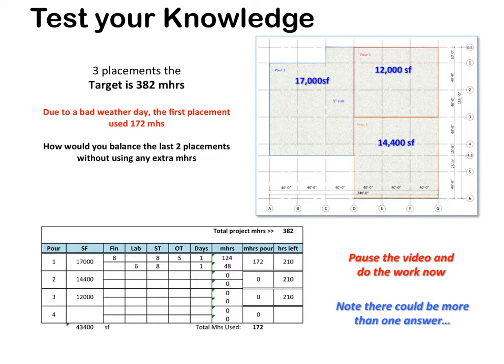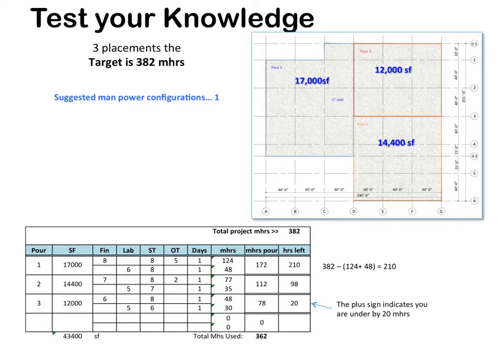Note, there could be more than one answer. Here is suggestion manpower number 1. Remember, we had 172 man hours that we spent on the first pour, which gave us 210 man hours left. That was calculated by taking the 382 minus the 124 plus the 48, which gives you 210.